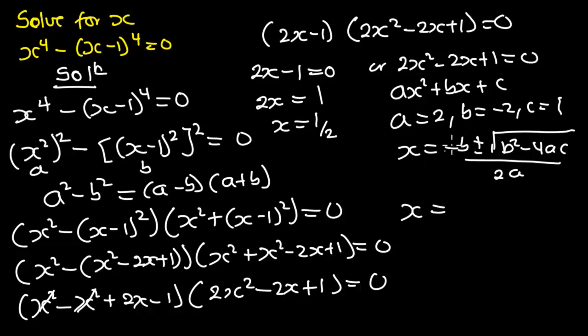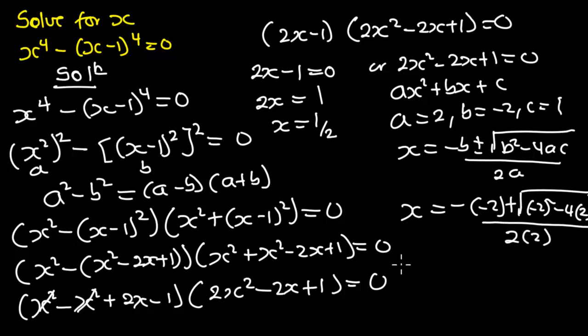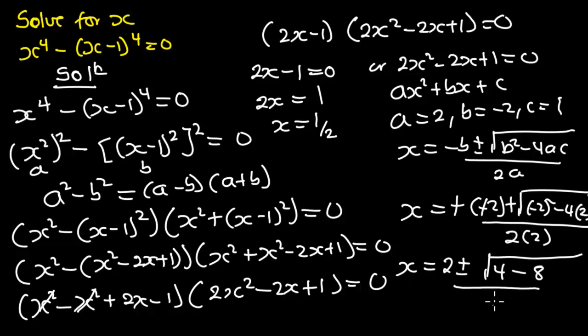Now x is equal to, we have negative b, and then b is negative 2. So we are going to have negative of negative 2 plus or minus the square root of b squared, and b is negative 2. So negative 2 squared minus 4ac. A is 2 and then c is 1. So 2, 1 all over 2a. And a is 2. So from here, I'm going to have x to be equal to, now negative will cancel negative, so this will turn positive. So we're going to have 2 plus or minus the square root of, now negative 2 squared is 4. Negative 4 times 2 is going to give us negative 8 all over 2 times 2 is 4.